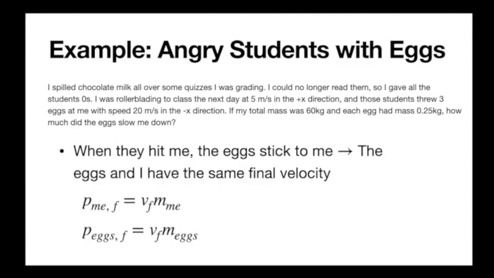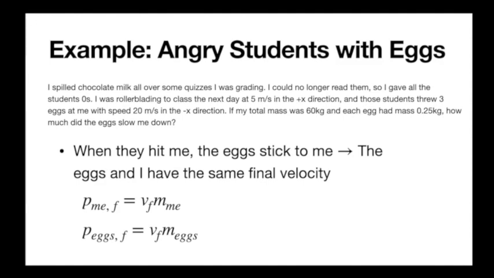Right? So once the eggs hit me, we know what their initial velocity was, what mine was. We don't know what that final velocity is that we're traveling together in the same direction. So I'm going, the eggs hit me, they stick to me, and now I've slowed down a little bit, but now the eggs are traveling with me in this positive x direction.